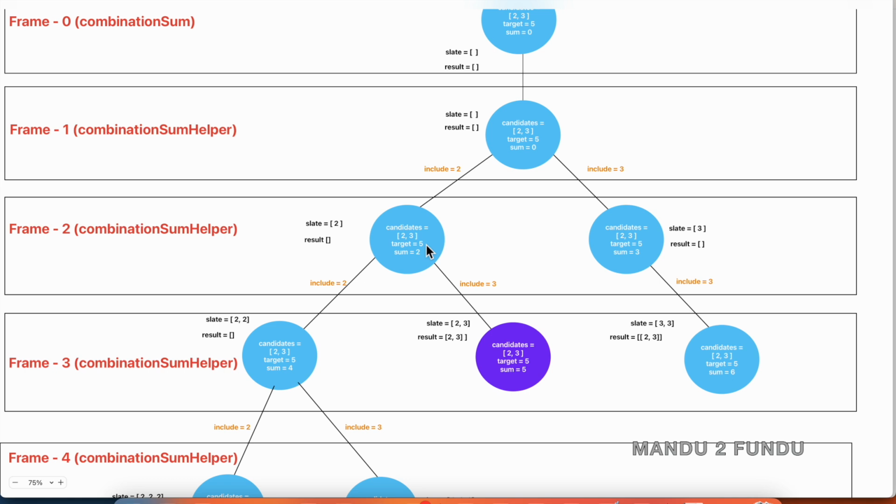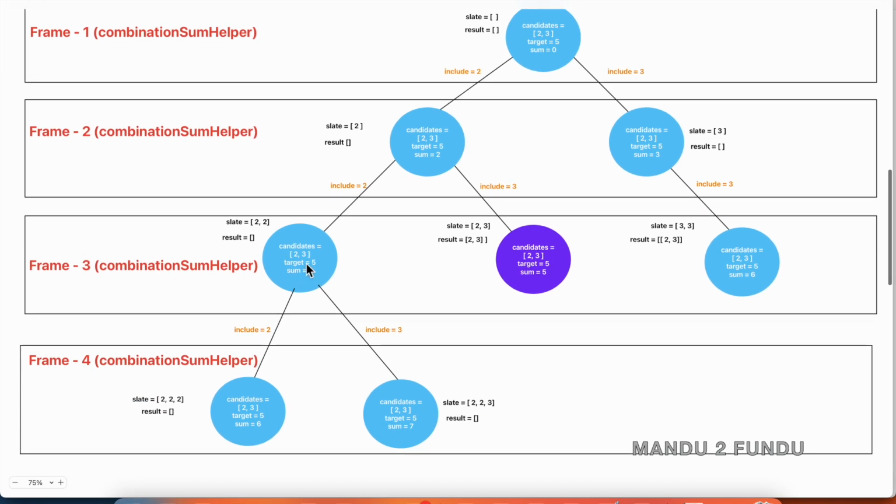Okay, and again we check whether the sum is equal to the target and the sum is greater than the target. Both the conditions are false. So again we include the number 2. So the slate contains 2, 2 and the sum will have 2 plus 2, 4. So 4 is not equal to 5, 4 is not greater than 5. So again we go ahead and include 2. And now the sum has 6 and the slate has 2, 2, 2. 6 is greater than 5, so we backtrack.